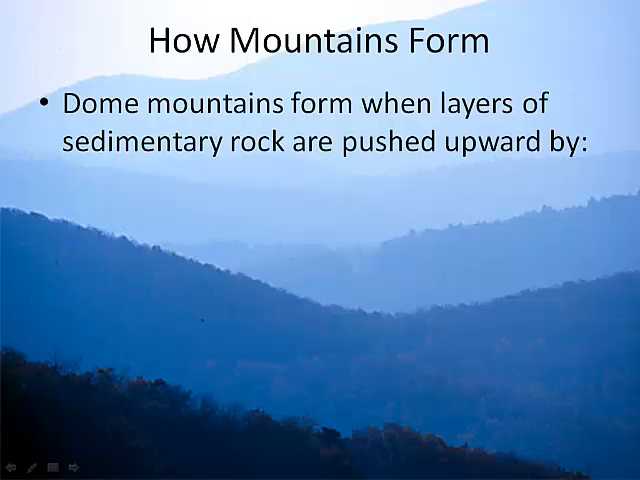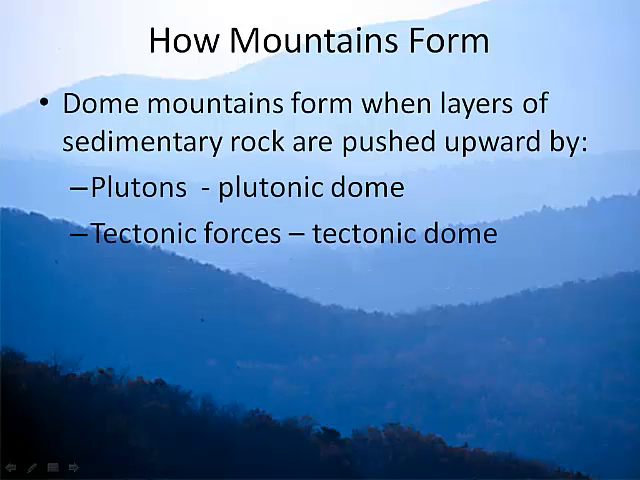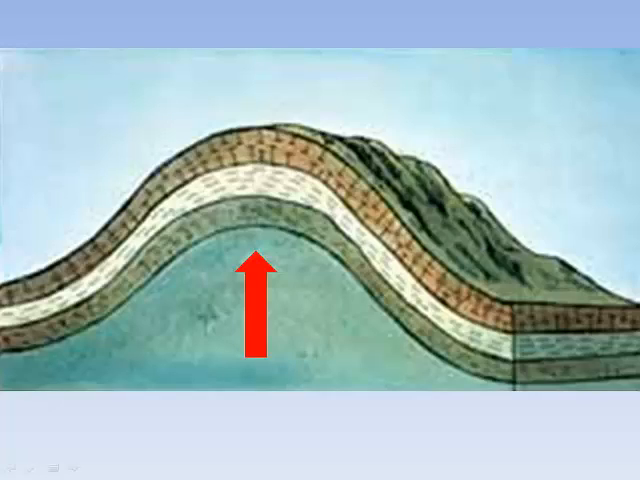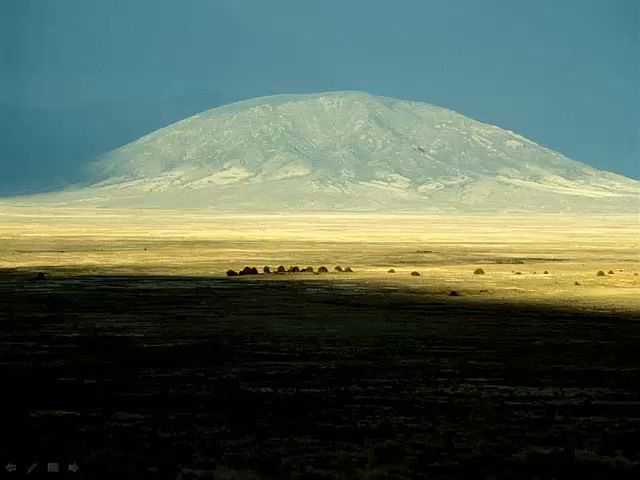Another type of mountain is called a dome mountain. Dome mountains form when rock is pushed upward from below. And that can happen from a pluton, a large mass of magma moving upward against the crust, or sometimes tectonic forces can cause a continental plate to warp upwards. And this is the type of force that would cause a dome mountain. Something is pushing up from below, a pluton or tectonic forces. And that's what a dome mountain would look like.